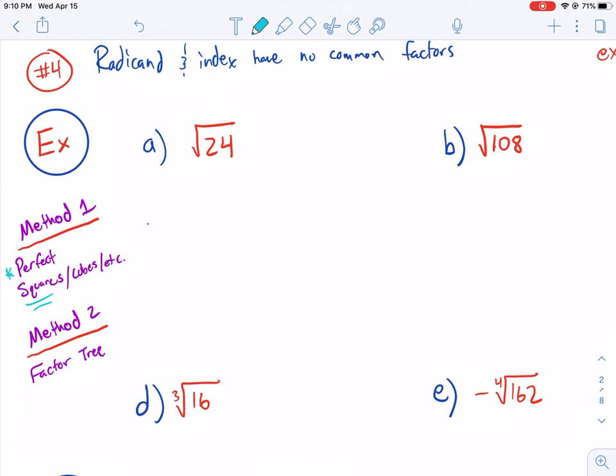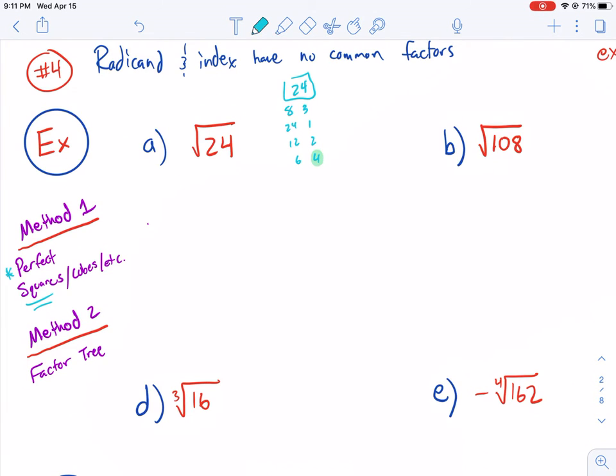Okay, now, what do I mean by looking for perfect squares? I'm looking for factors of 24. So if we're looking at factors of 24, I have 8 and 3, 24 and 1, 12 and 2, I have 6 and 4, and I think that's it. So of those, which of these are perfect squares? Well, only the 4 is a perfect square.